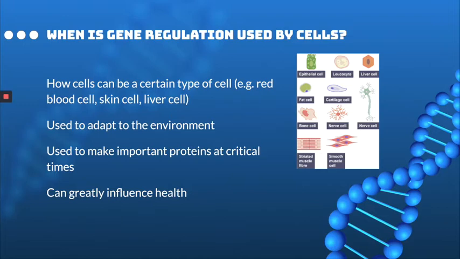So when is this used? Gene regulation is used to help cells be different from each other. That's the reason why we have nerve cells and fat cells and cartilage cells, things like that. Gene regulation can be caused by changes in the environment or signals from other cells. It is important for making proteins that are necessary for certain tasks at certain times.